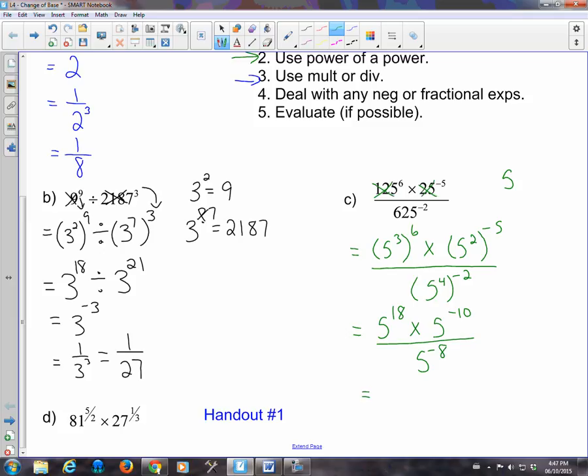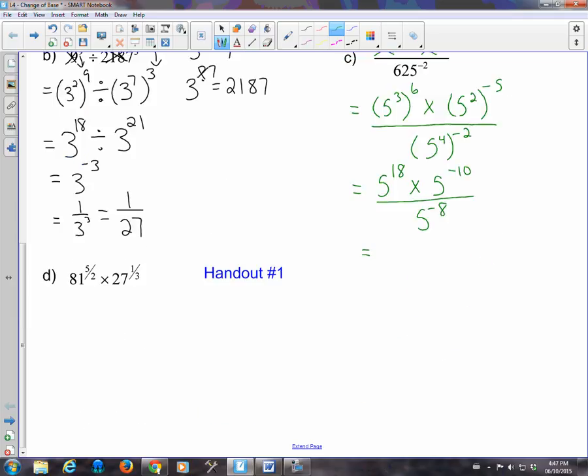Then our multiplication and division rules. So the top is multiplying. I'm going to keep my base, and I'm going to add my exponents. Negative 10 plus 18 is 8.